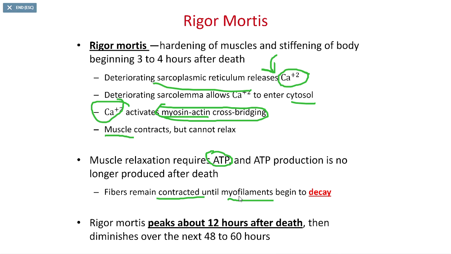How long does this decomposition process take? Well, it's going to take about 48 to 60 hours. At first, it's going to start initiating at about 12 hours post-mortem, assuming that we're above freezing temperatures outside. Obviously, if it's colder, this process is elongated. If it's warmer, this process is accelerated. And then we'll have rigor mortis peak at about 12 hours after death. And then 48 to 60 hours post-mortem, depending on the temperature outside, we'll have rigor mortis go away.